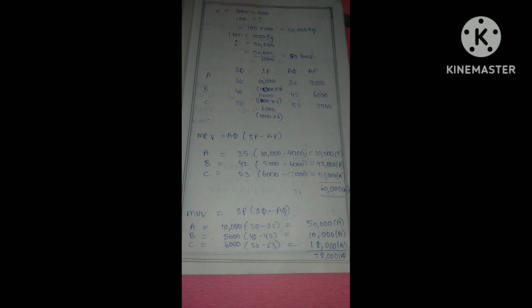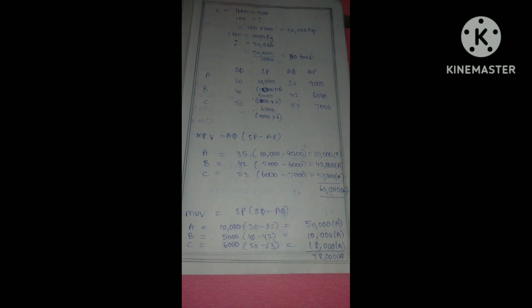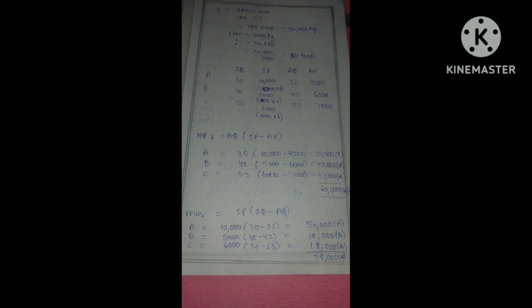Now we have to calculate for material C. So in material C standard price is 6,000, standard quantity is 50 and actual quantity is 53. So 6,000 into 50 minus 53 we will get 18,000 adverse.